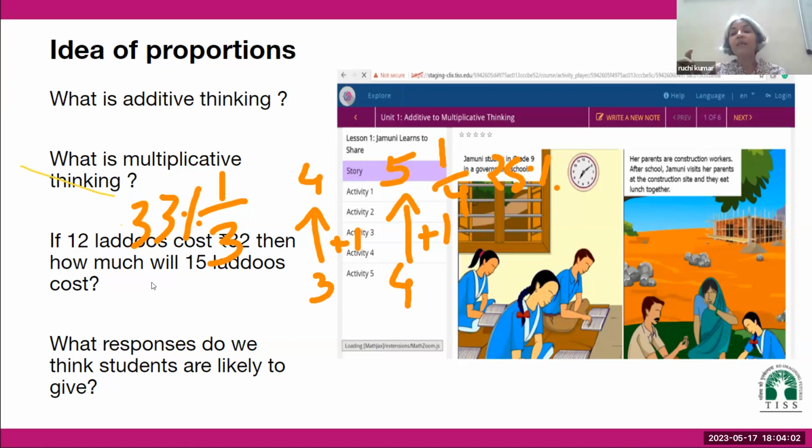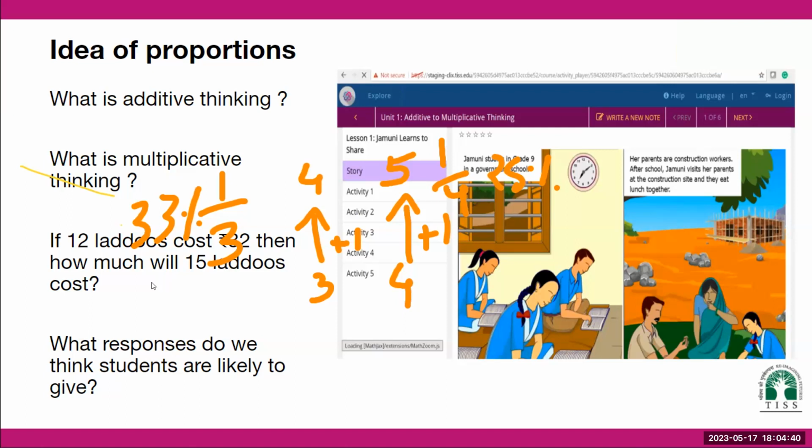And true multiplicative thinking develops only when students come across these kinds of situations and understand that this relative change cannot be expressed through addition. Whereas if you see this example of laddus, here it is still possible for students to use both strategies, multiplicative as well as additive thinking together, because they can see these 12 laddus as 4 groups of 3 laddus, which they can represent by addition also, and they can even think of it in terms of multiplication.